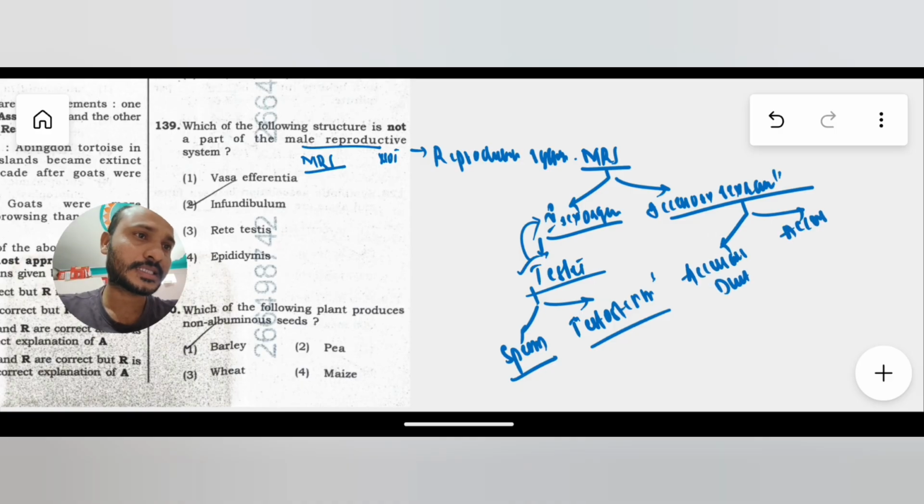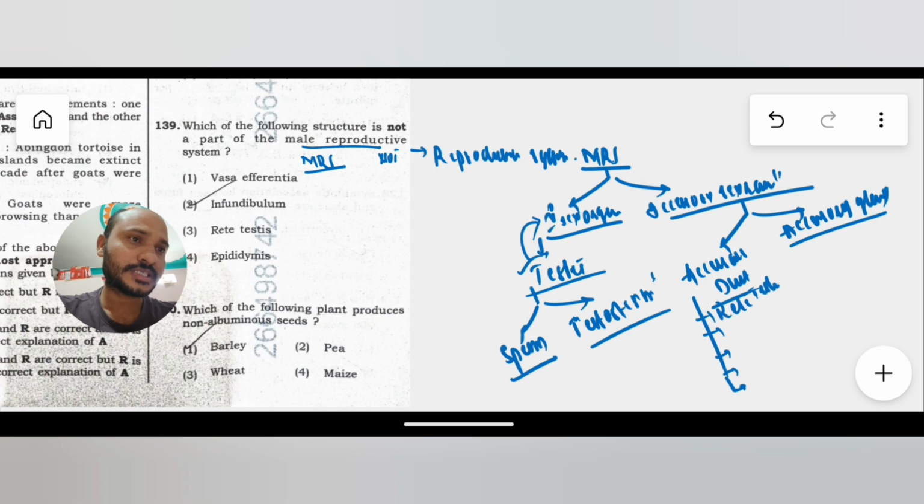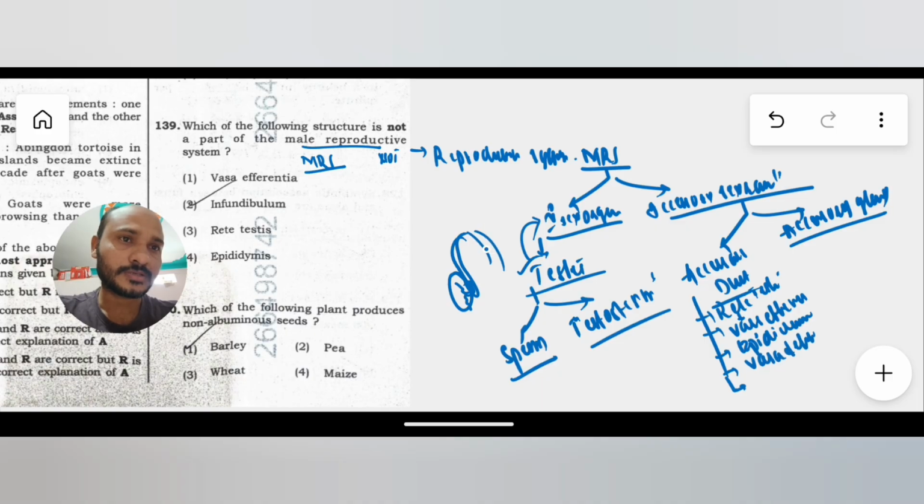accessory ducts and accessory glands. Generally, the accessory ducts start from inside the testis, where we have various ducts present sequentially: rete testis, then the vasa efferentia duct, and then the epididymis duct. Here I'm drawing a rough diagram of the testis. See here, rete testis is there, then vasa efferentia, and here epididymis, then from epididymis the vas deferens starts as a duct.